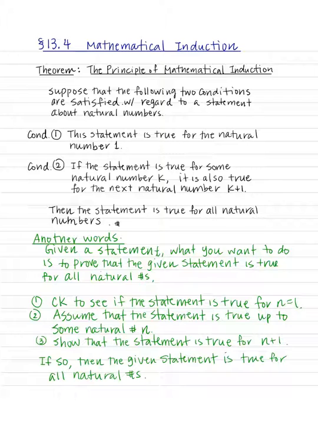Step number 1, check to see if the statement is true for n equals 1. The second step is to assume that the statement is true all the way up to some natural number n. And the very last step is that you need to show or prove that the statement is true for n plus 1. If so, according to the mathematical induction method, then the given statement must be true for all natural numbers.